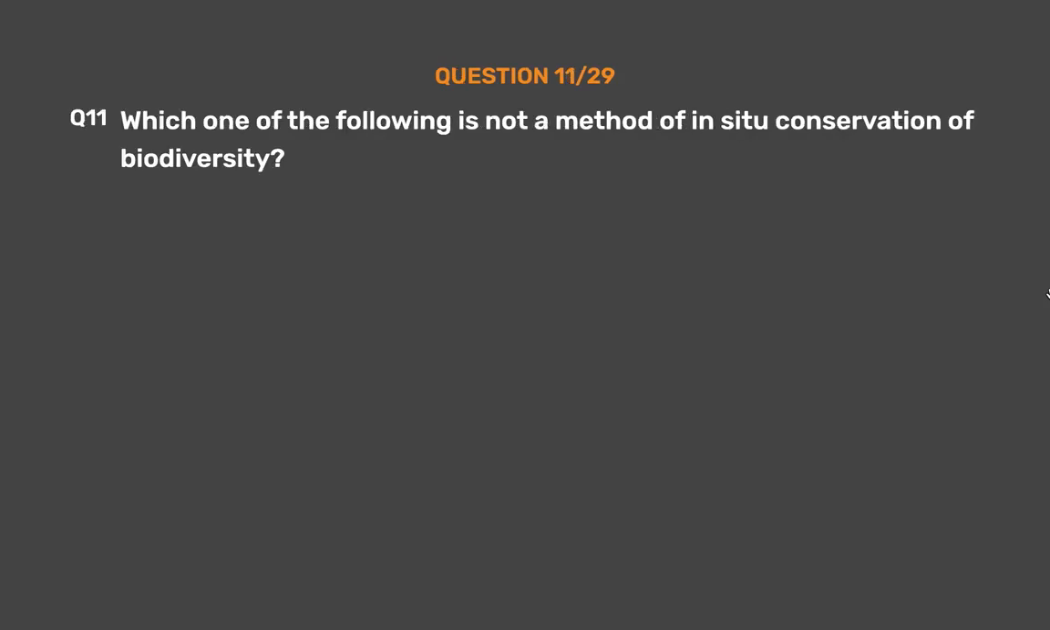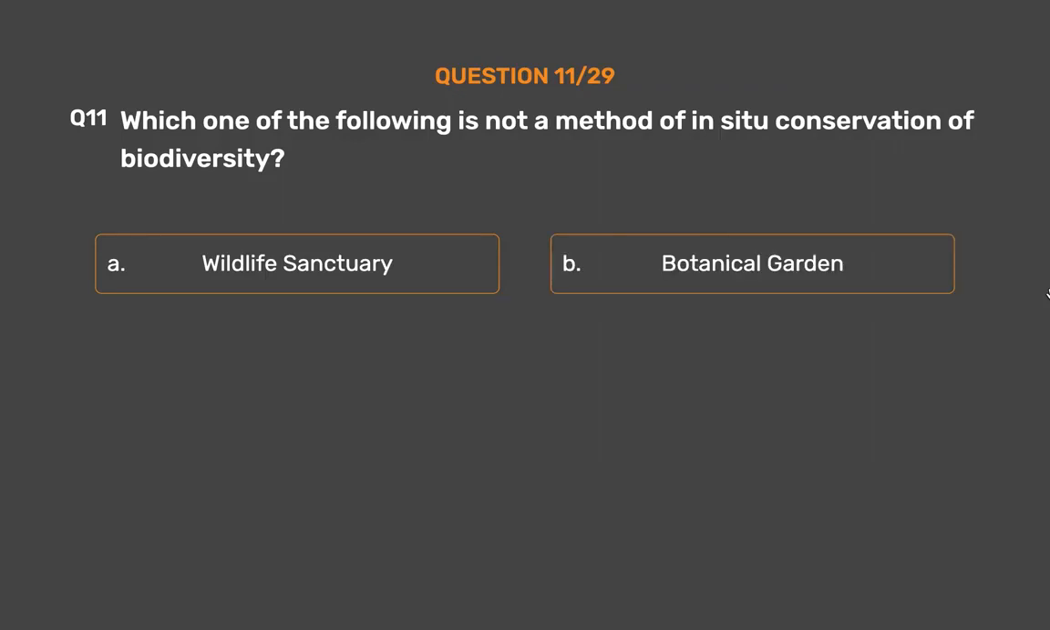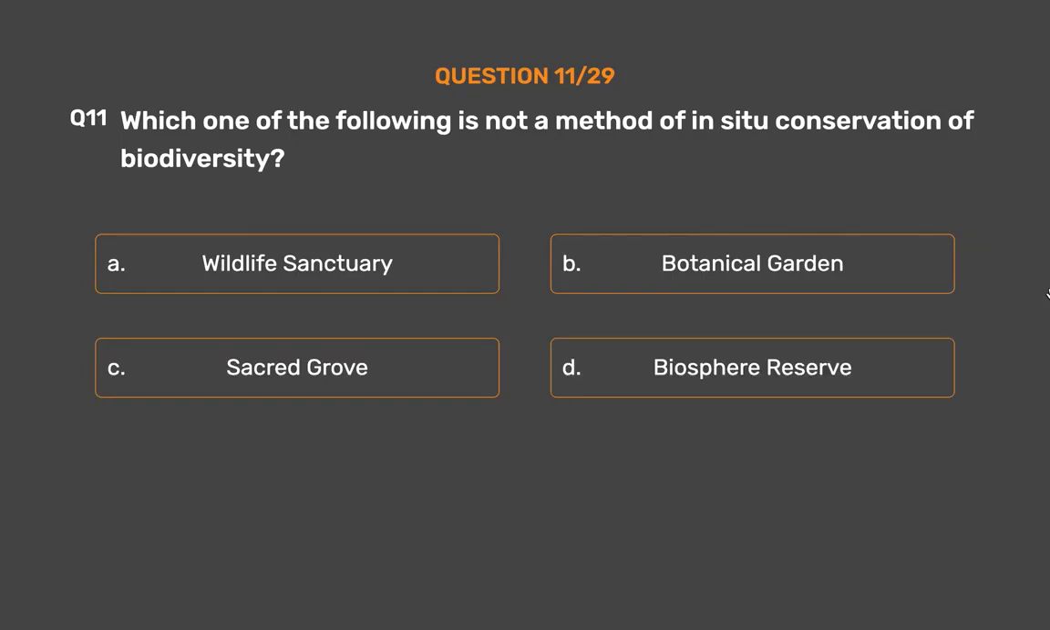Question number 11. Which one of the following is not a method of in situ conservation of biodiversity? Option A. Wildlife Sanctuary. Option B. Botanical Garden. Option C. Sacred Grove. Option D. Biosphere Reserve. The correct answer is Option B.